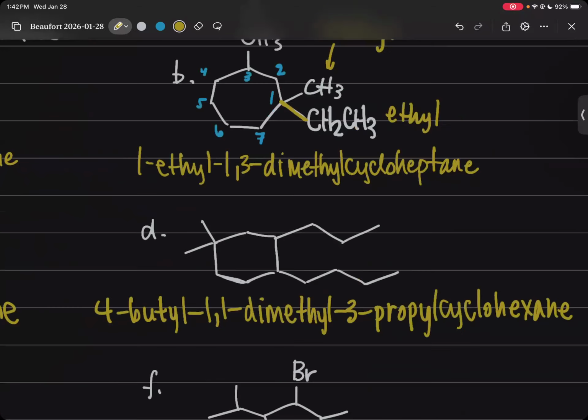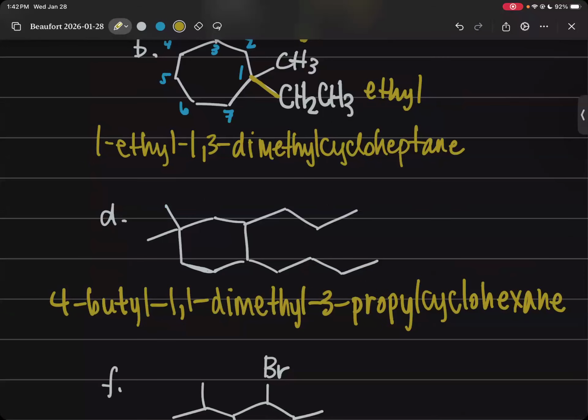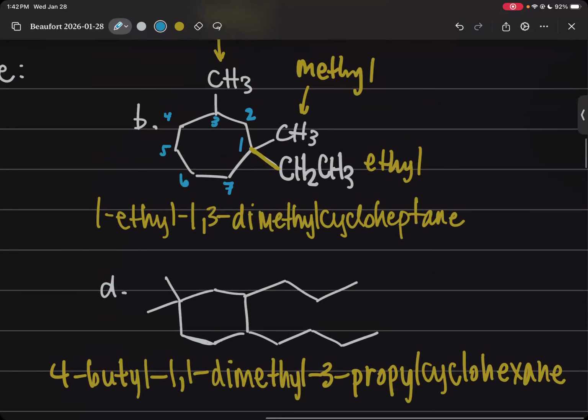Okay, so for D, again, we've got a ring here. It's a 6-membered ring. And like we did in the above example, we want to start on the carbon with the most substituents. If we got a ring. And so that's going to be there. Now, do we want to go clockwise or counterclockwise? Counterclockwise? Well, if we go counterclockwise, 1, 2, 3, 4, 5. So that's going to put our substituents on 4 and 5.